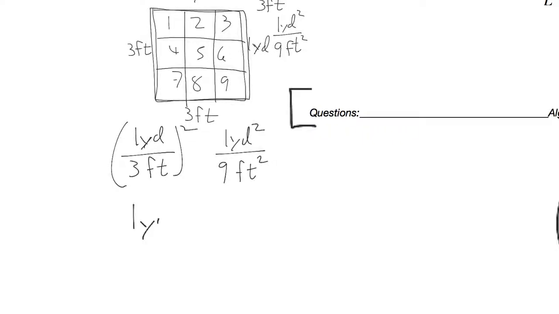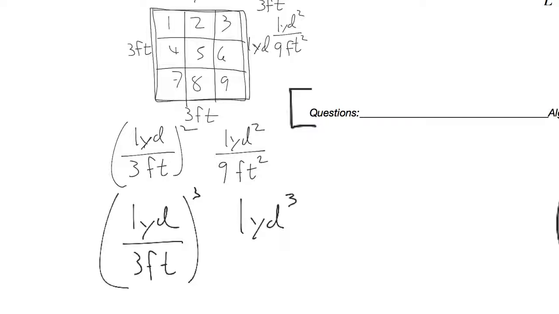We know that 1 yard is equal to 3 feet. If you cube it, then you get 1 cubic yard of volume is equal to 27 cubic feet of volume. The picture would look something like this.